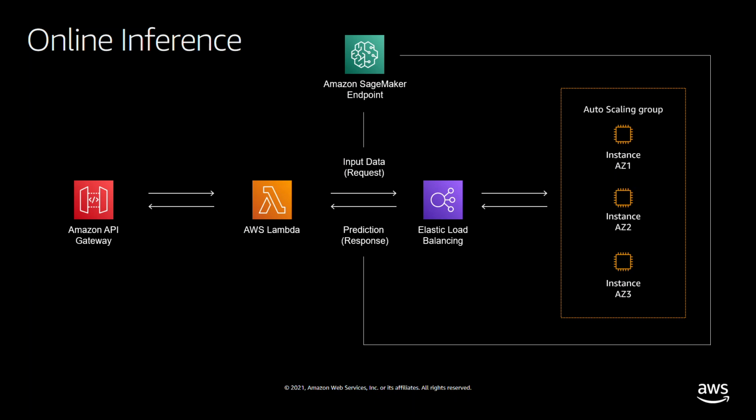It provides flexible authorization, throttling, API staging, everything you'll need to publish an API. In the middle there, we have AWS Lambda.